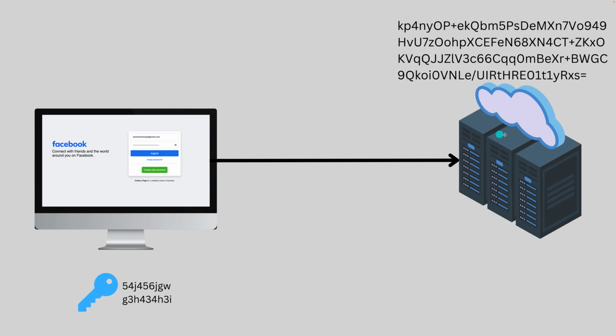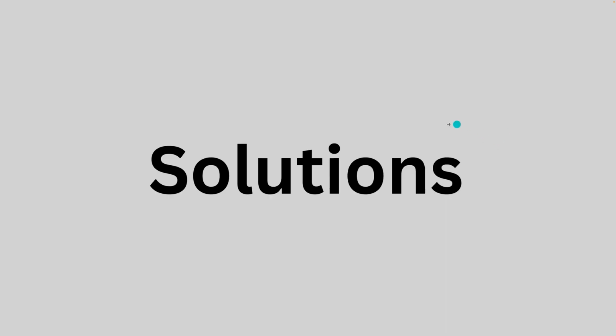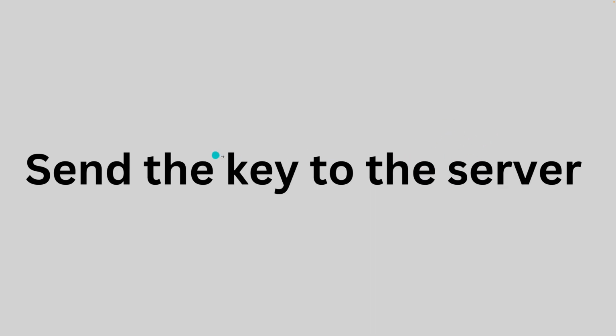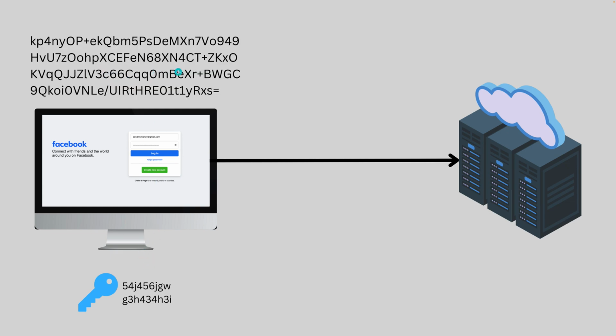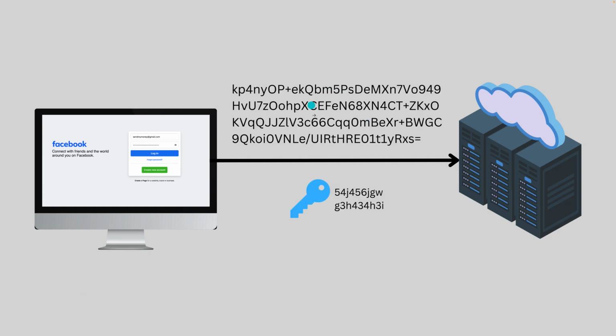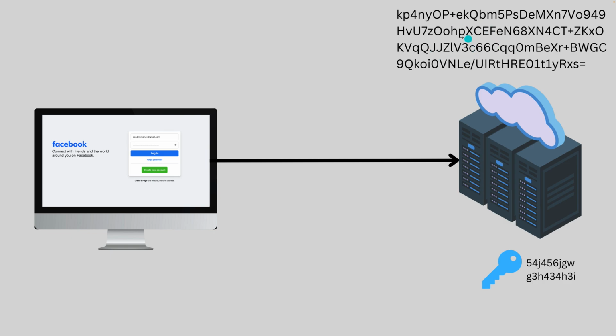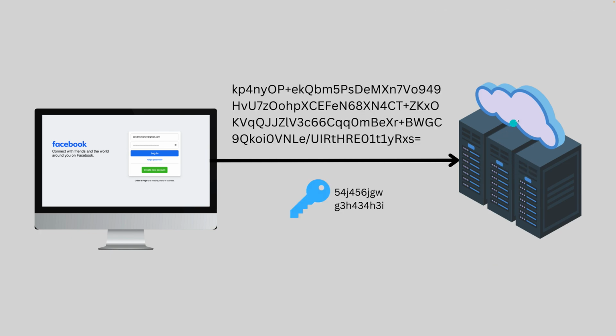So how can we fix this? Well, not a problem. Let's say we send the key to the server over the network. So we have our data over here. We have our key. We encrypt it. We send this encrypted data over the network as well as the key. And now we have the encrypted data and the key within our server. And then the server can go ahead and decrypt it. Now, here's the problem.